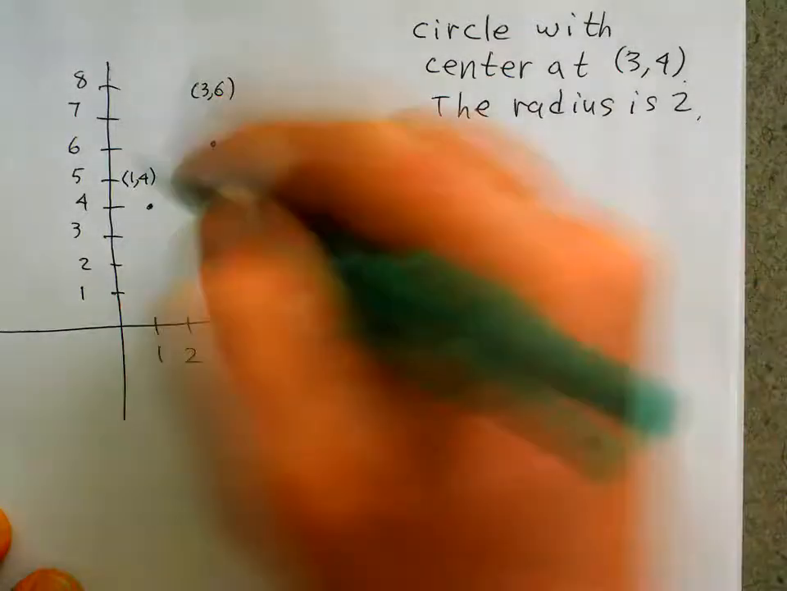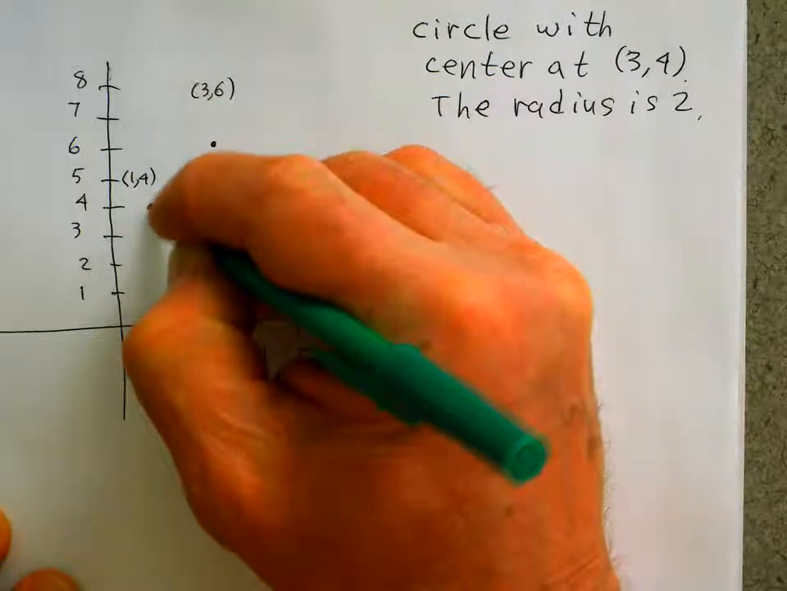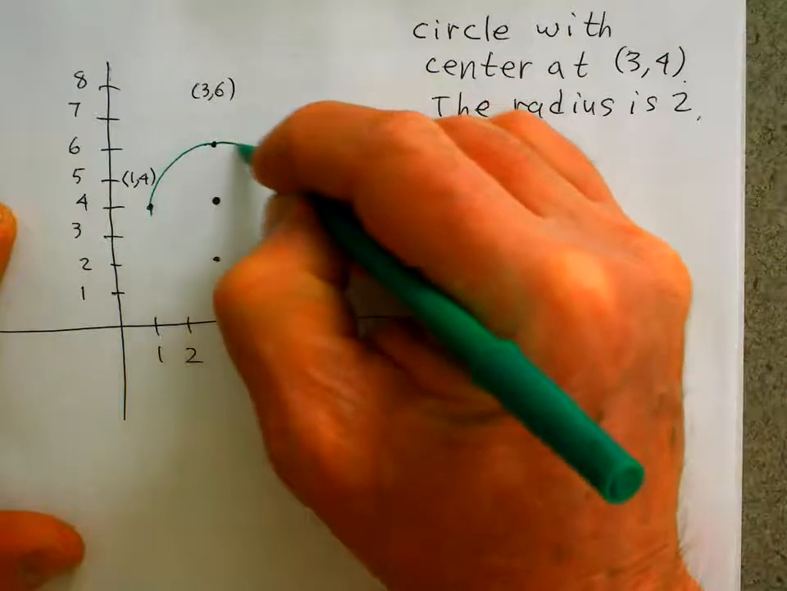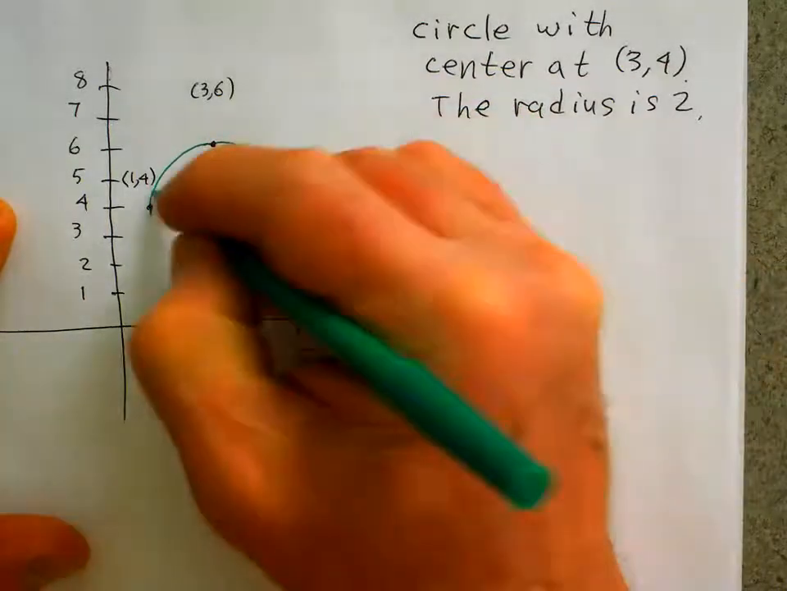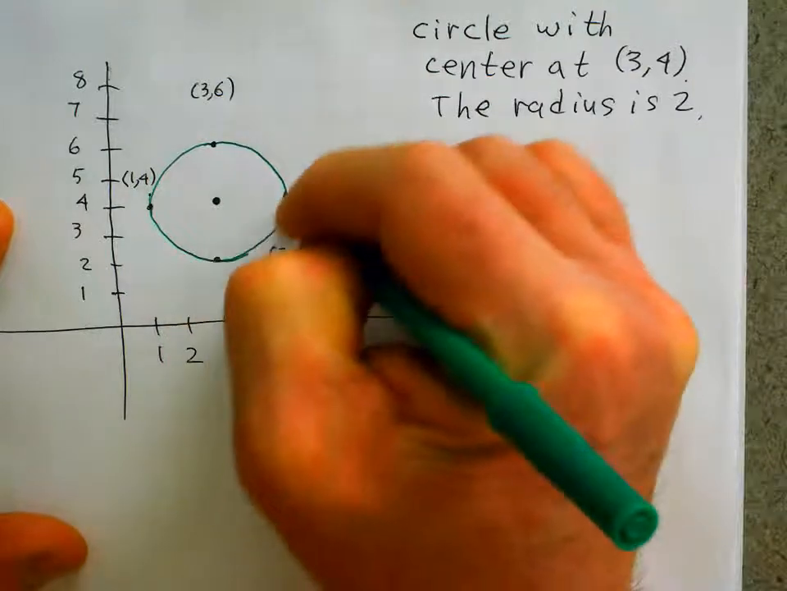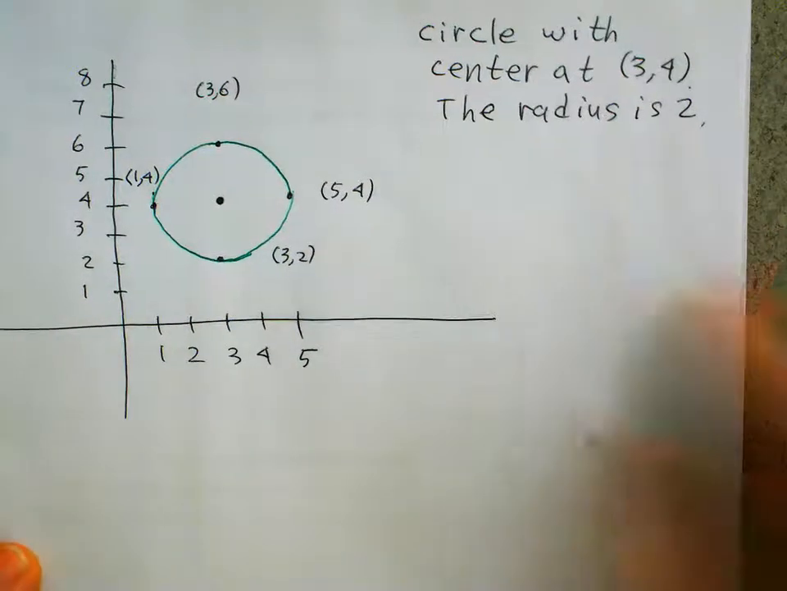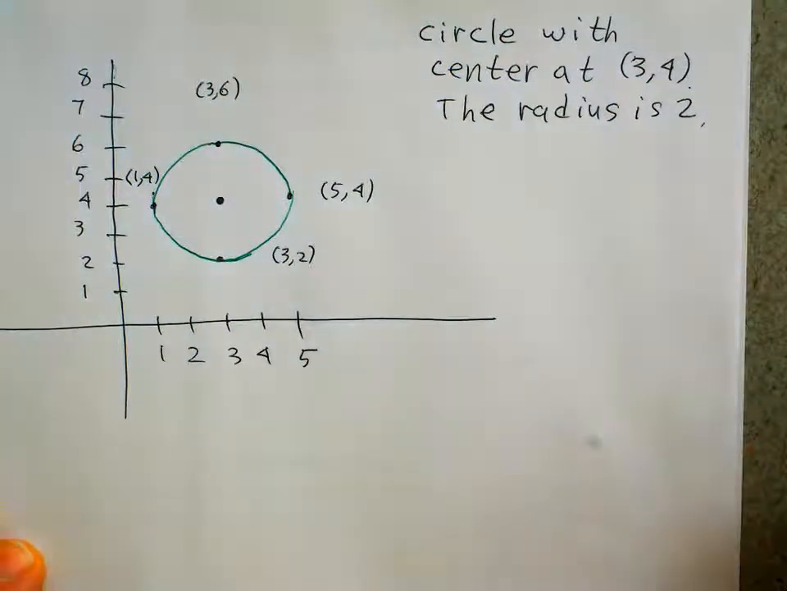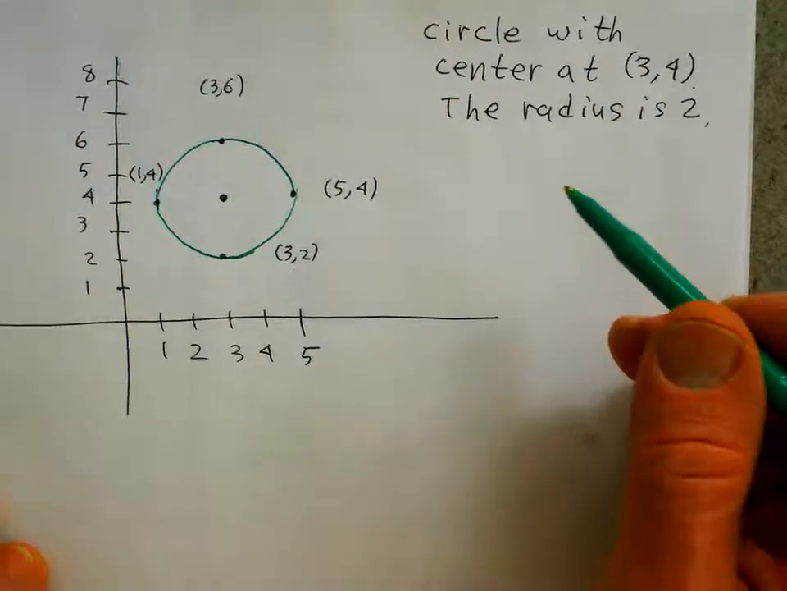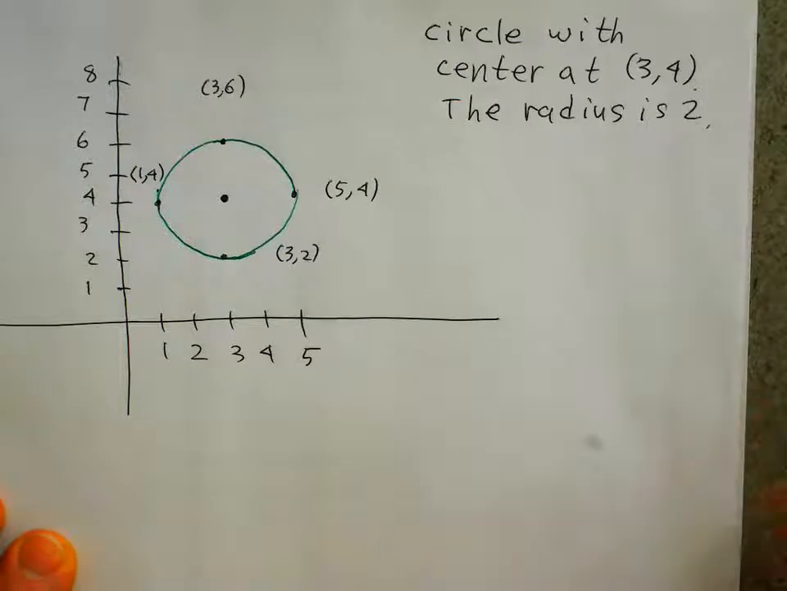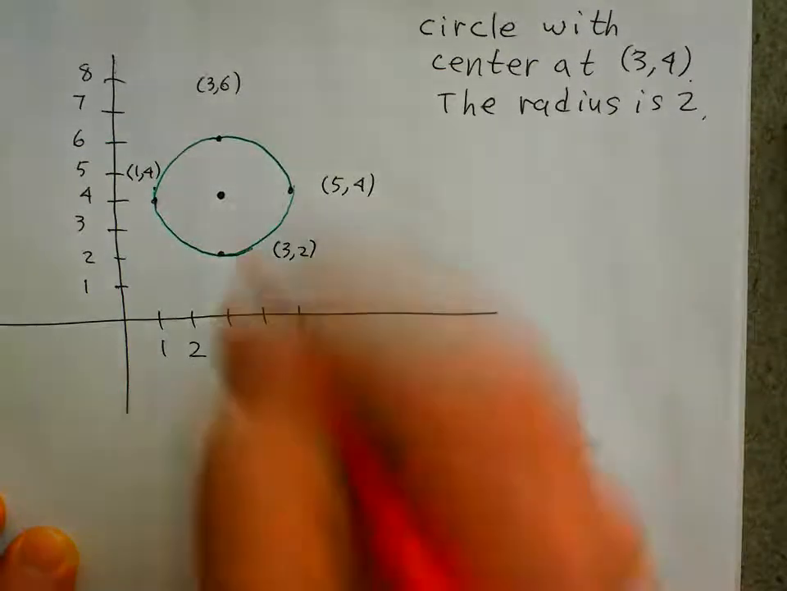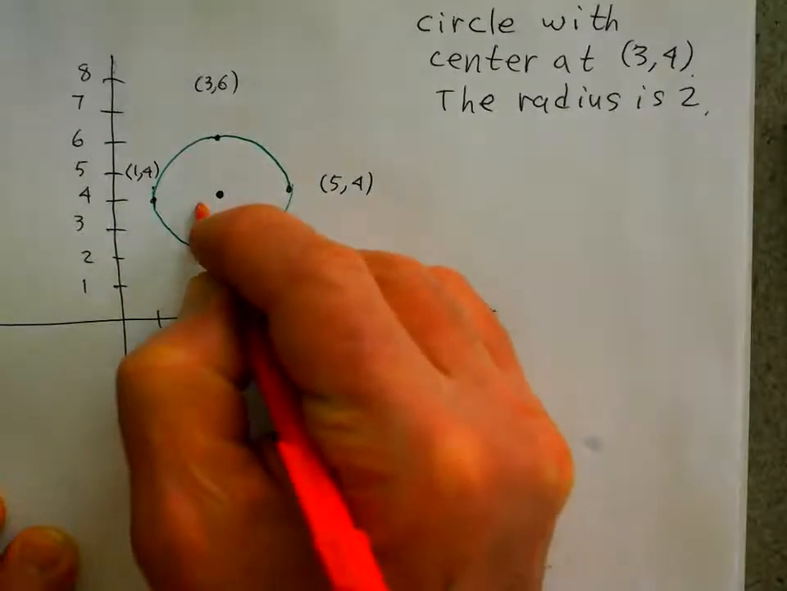And then connect the dots. So pretend like this is a circle. So you have to use your imagination a little bit. Okay, the center is the ordered pair 3, 4.